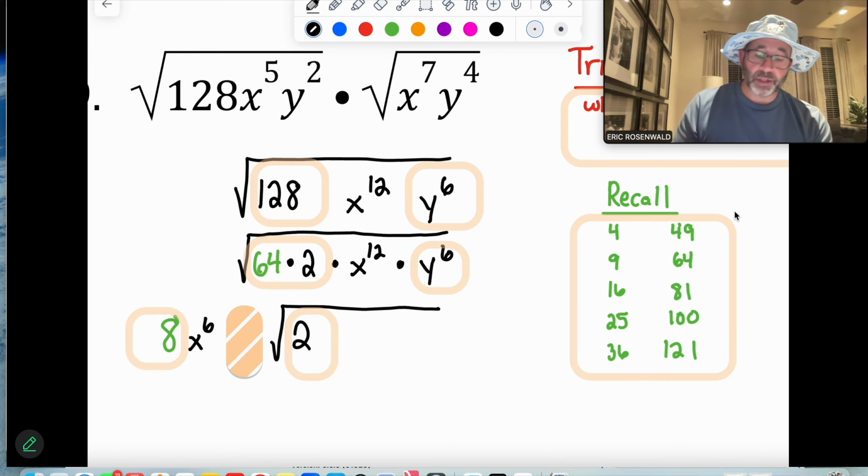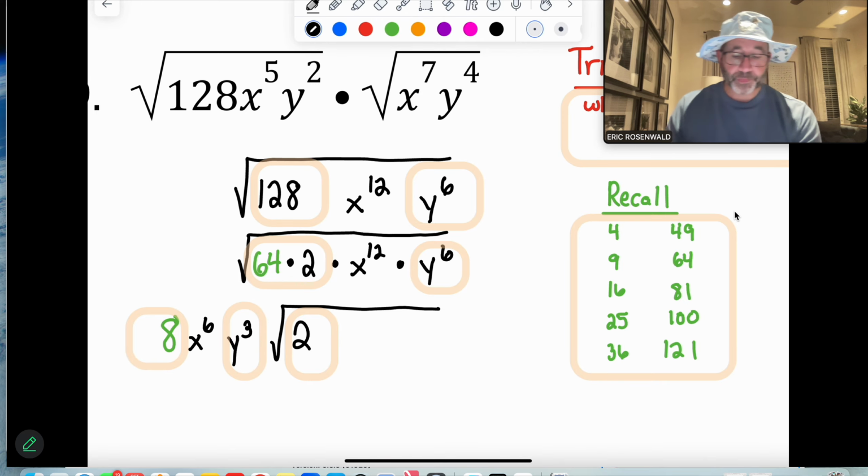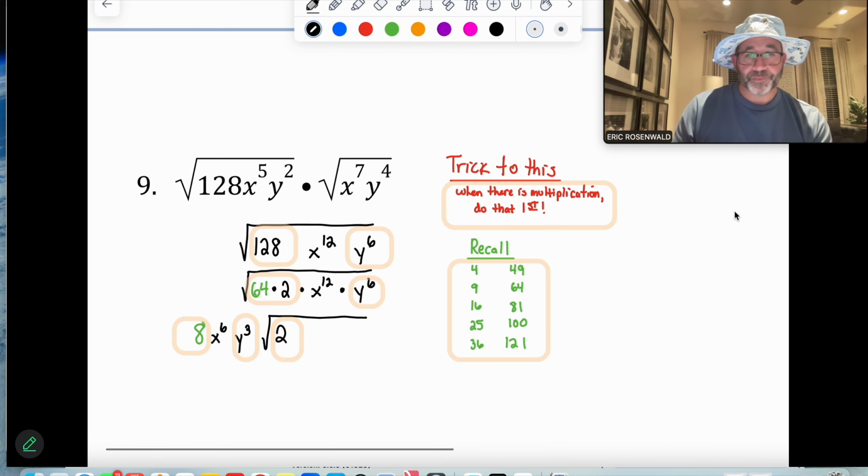So when we divide this out, there's going to be 3 groups of 2. And then you have your answer: 8x to the 6th, y to the 3rd, square root of 2.